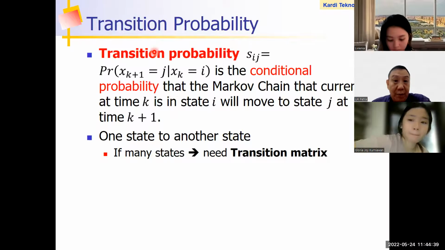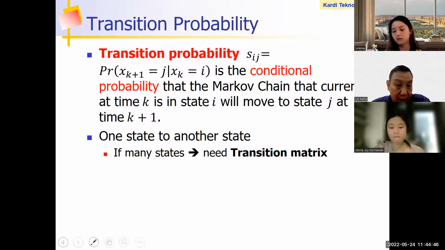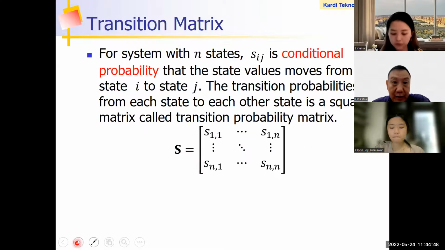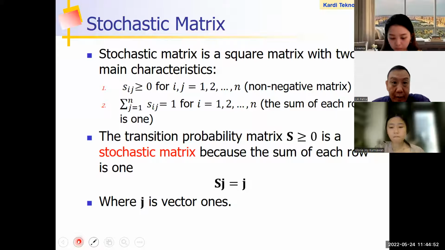So the transition probability S is a matrix, so it's basically a conditional probability. So we have a matrix, the one that I just repeated here. Now because the sum is 1, if you multiply S with J, J is a vector of 1s, it will become J. This is linear algebra.